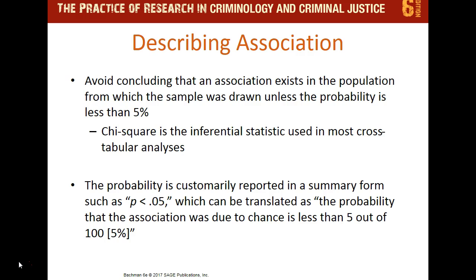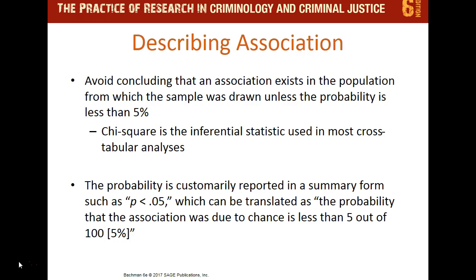Somebody brought this up in your discussion, which is really good: you've got that p-value, and the p-value is your level of probability. As a researcher, you can actually set that level where you want it. Look down here at the bottom, where it's customarily reported as p is less than 0.05. That's translated as the probability that the association is due to chance is less than 5%, so it's 95% probable that one caused the other.